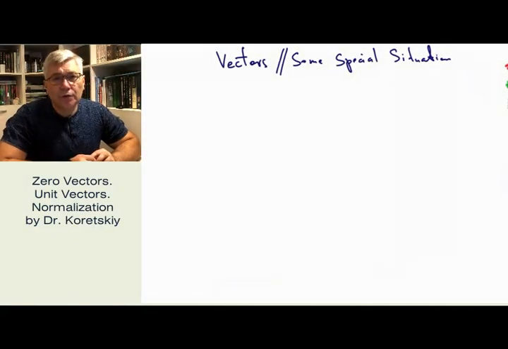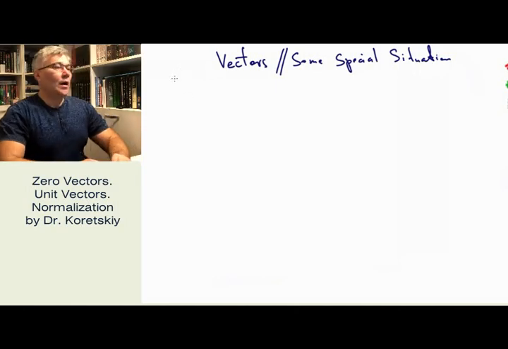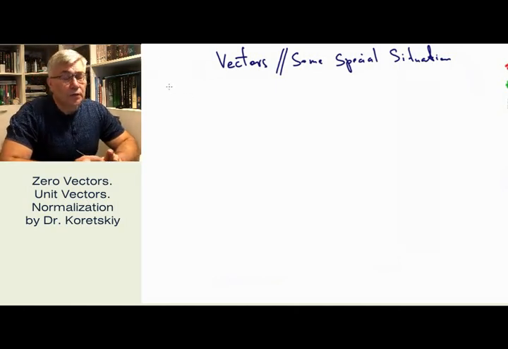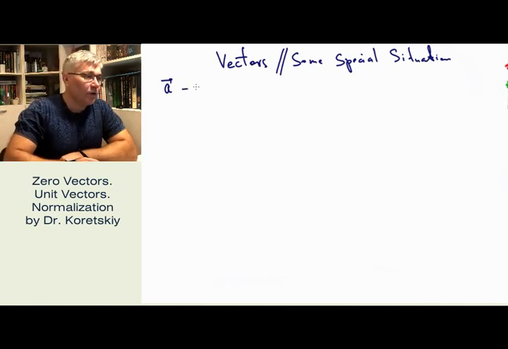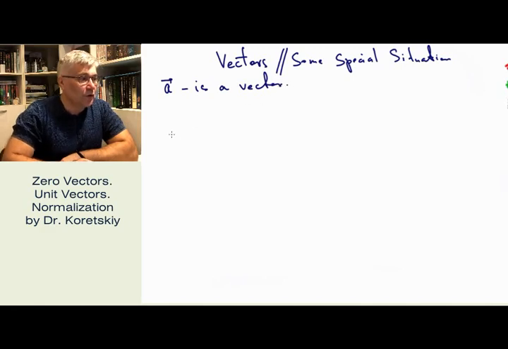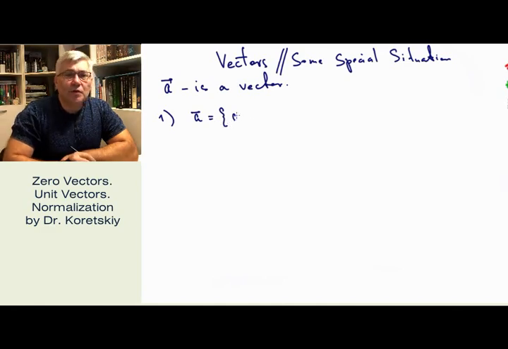And today we continue our work on vectors. Today I'm concerned about some very special situations about vectors. So we know now that a vector is a directed segment, and we denote a vector using a small letter with a bar or arrow above it. This is a vector. There are some special situations.